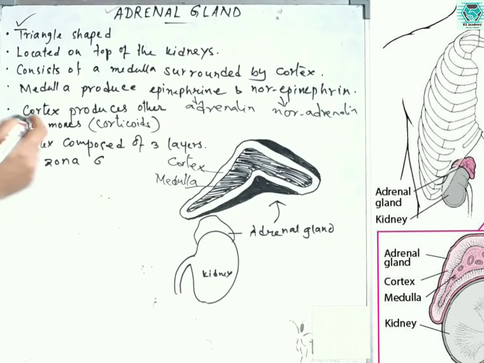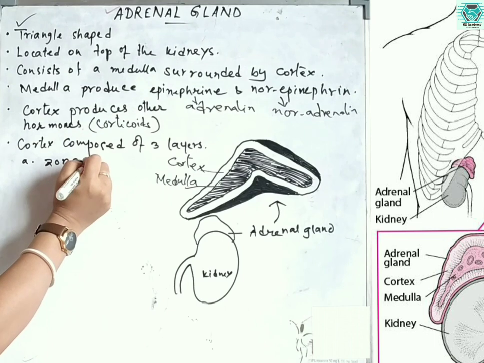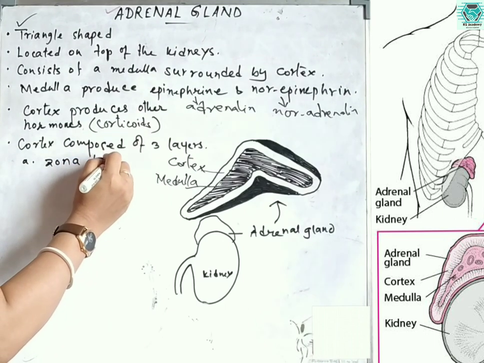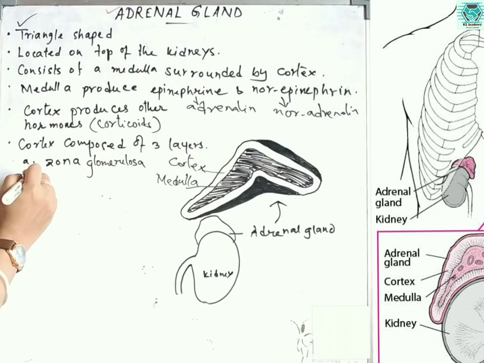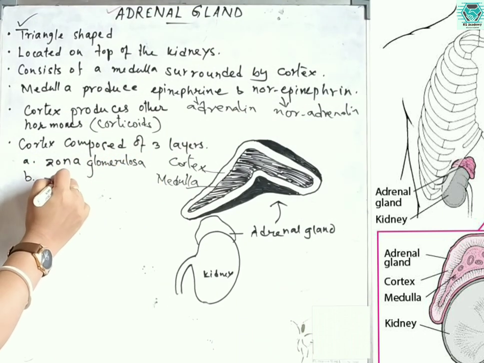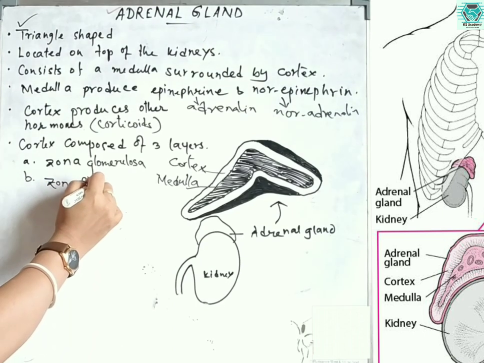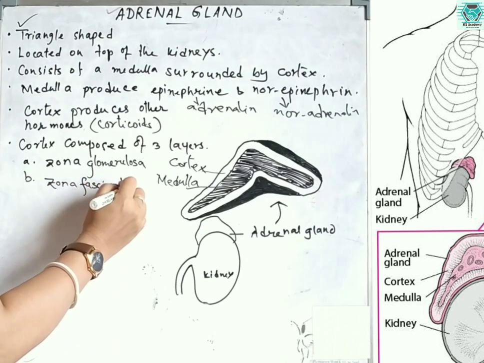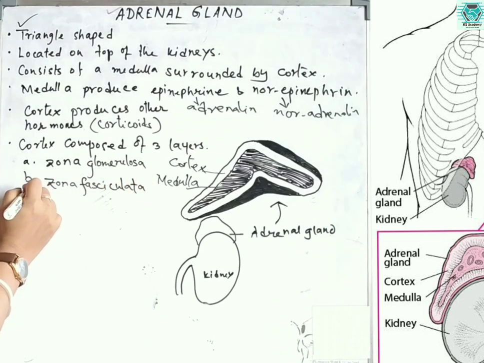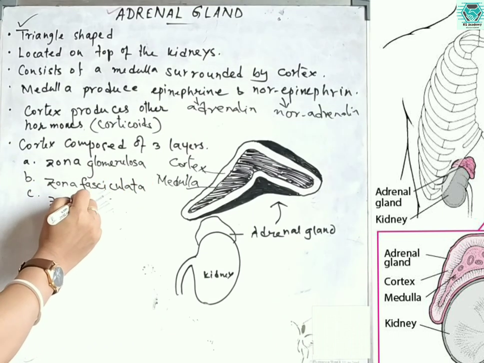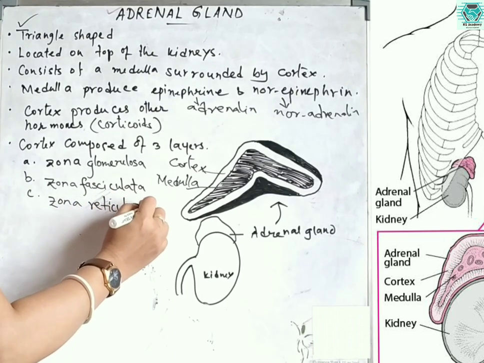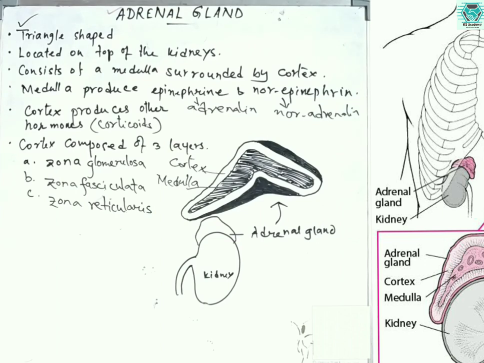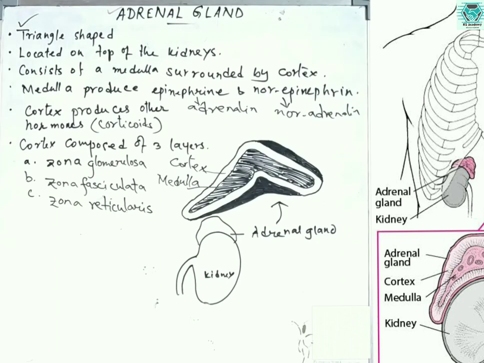The first layer is zona glomerulosa. Number 2, zona fasciculata, and number 3 is zona reticularis. So these three layers are very important regarding the production of corticoid hormones.